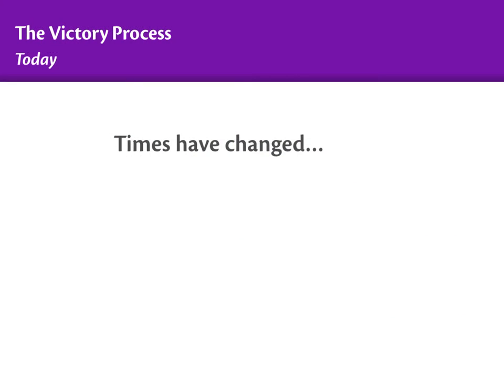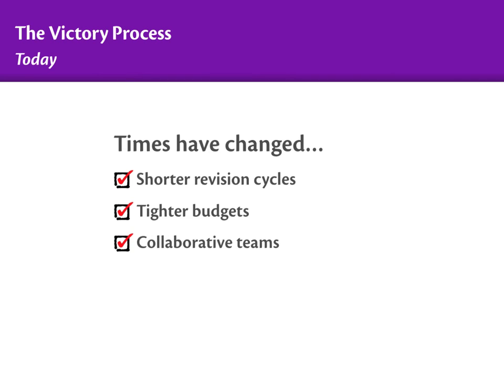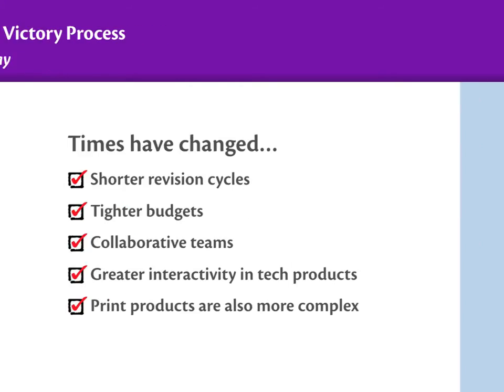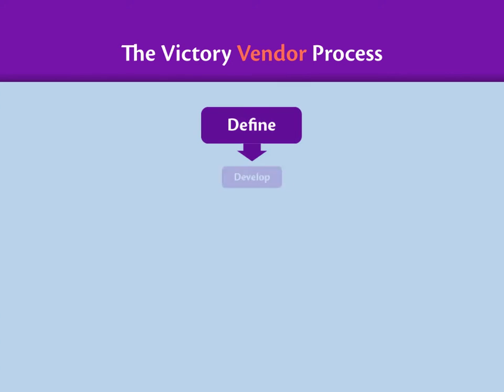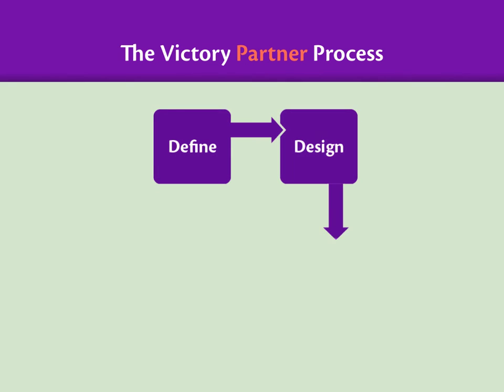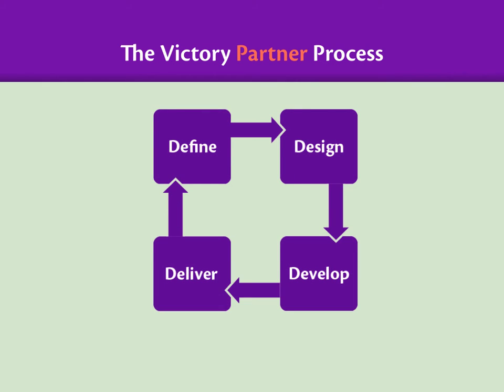But times have changed. We have shorter revision cycles, tighter budgets, collaborative teams are the norm, and there are higher expectations for interactivity in both tech and print, so that even print products need an instructional design approach. For simpler projects, we still use the Victory vendor process: define, develop, and deliver. For more complex projects, we use the Victory partner process, which is a more cyclical, iterative process.